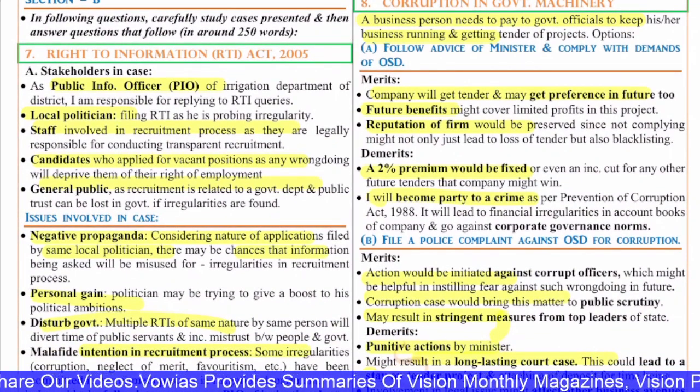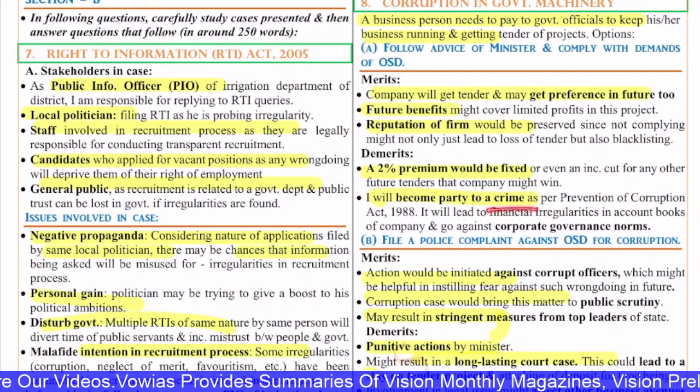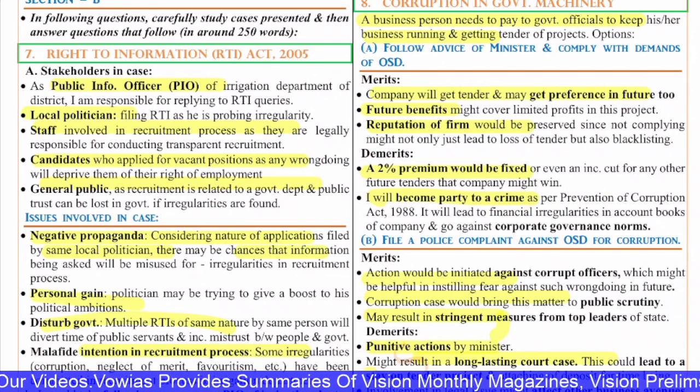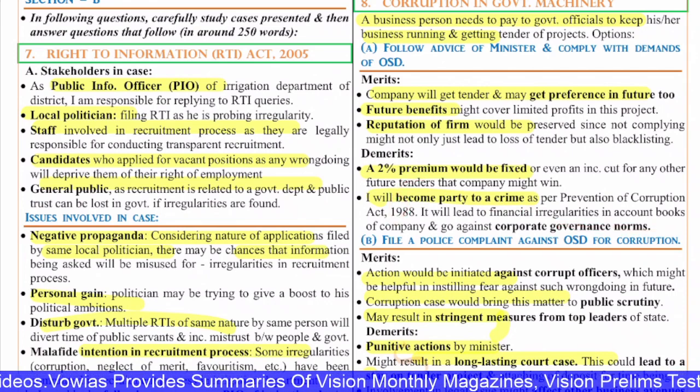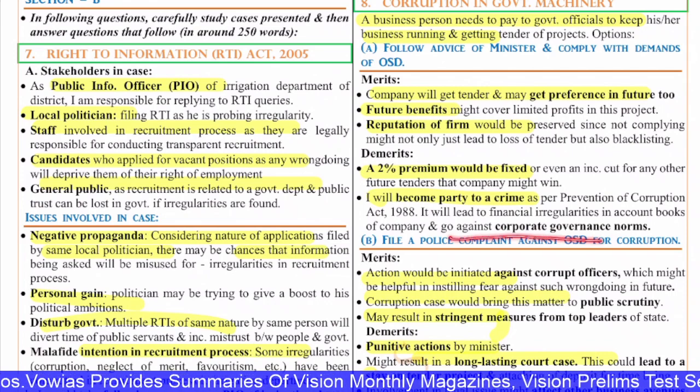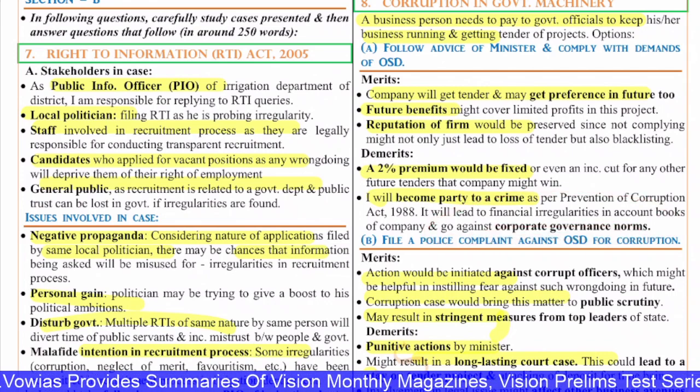And as a person, I will become a party to the crime as per the Prevention of Corruption Act 1988, and it will lead to financial irregularities in the account books of the company and go against corporate governance norms. So this is illegal.